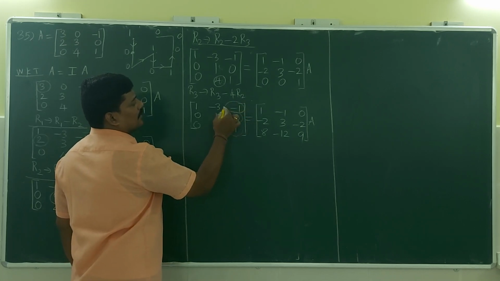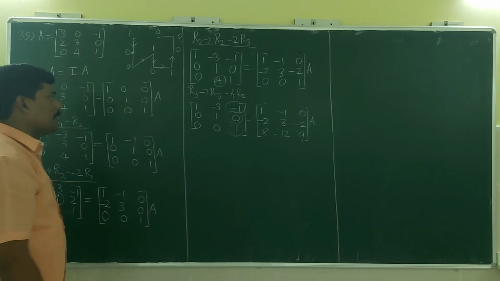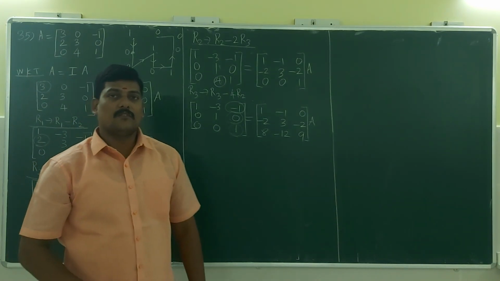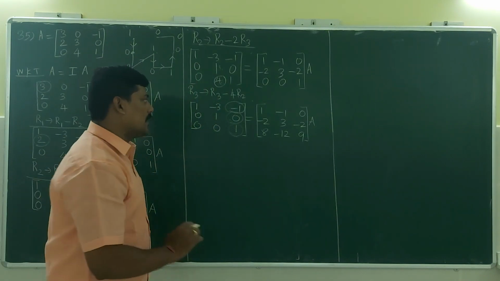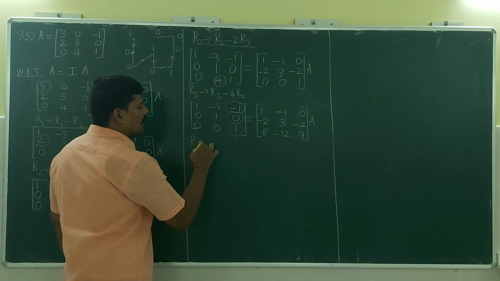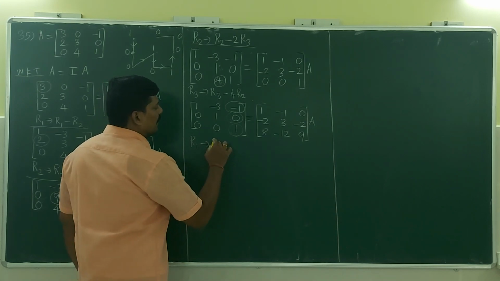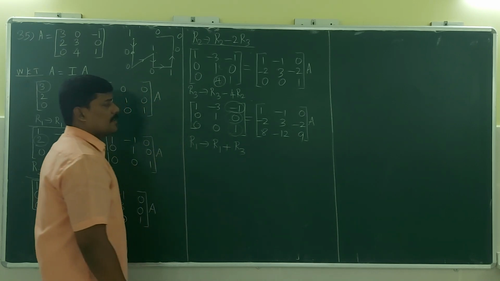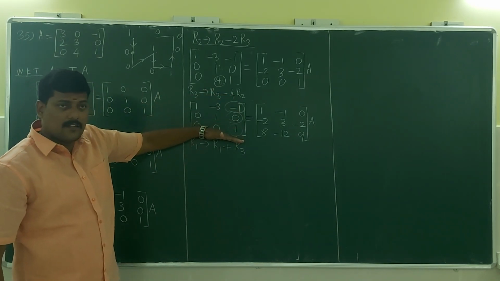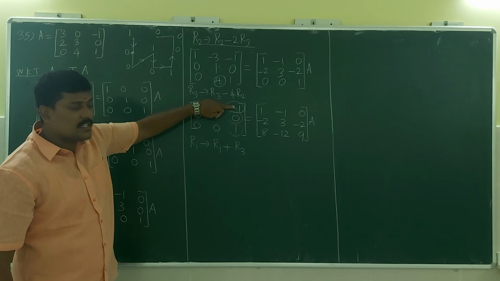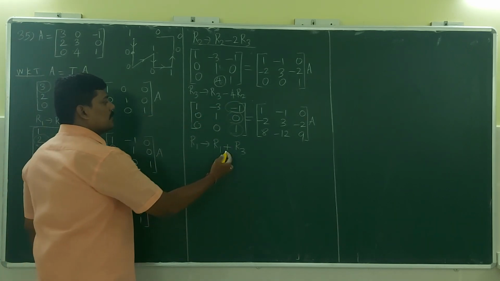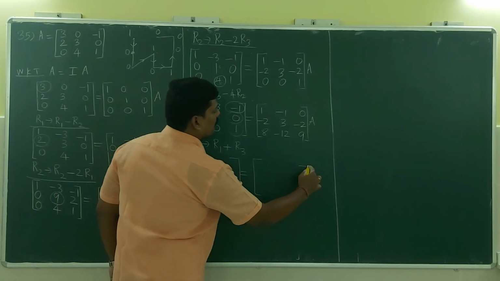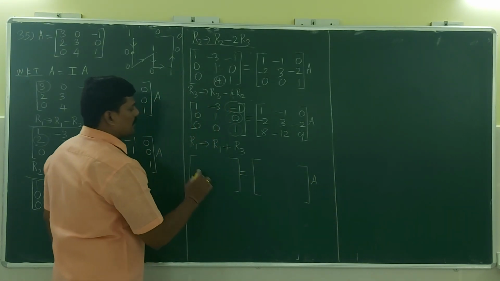Now we have to go back to this element. That minus 1 should be 0. What is the suitable operation for that? The operation should be R1 implies R1 plus R3. When you add row 1 and row 3, this becomes 0. Am I right? So this is the correct operation. Once again, fill the second row and third row as it is.